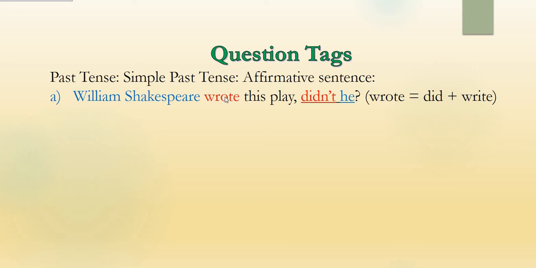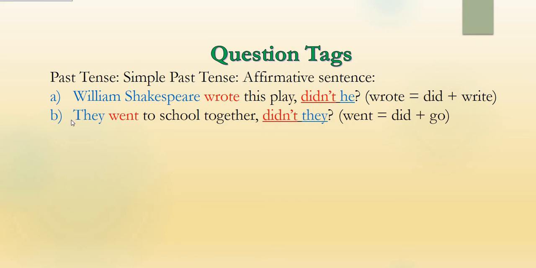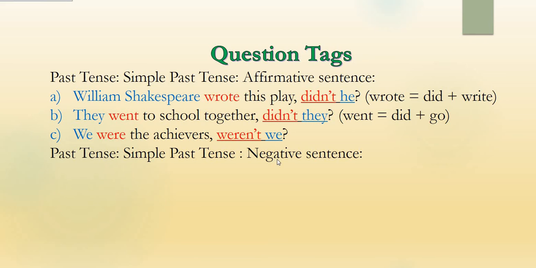William Shakespeare wrote this play. Again, wrote should be broken up into auxiliary form and root form of verb, did plus write. So you have to consider did. Since it is affirmative sentence, add nt to it. He, because William Shakespeare is a man. They went to school together. Didn't they? Went is the past tense form of go. So did go. We were the achievers. Weren't we?